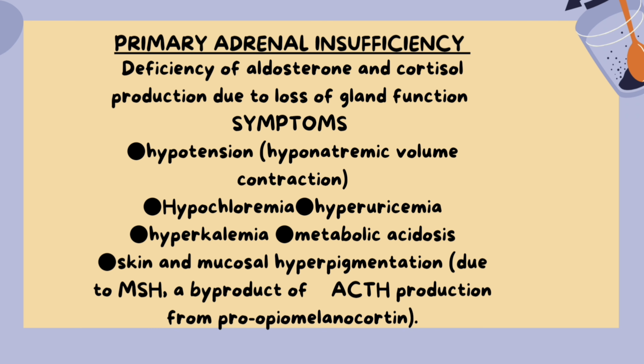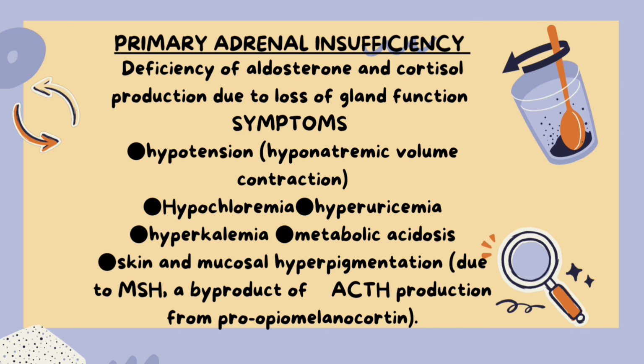Primary adrenal insufficiency. Deficiency of aldosterone and cortisol production due to loss of gland function. Symptoms include hypotension, hyponatremic volume contraction, as lack of aldosterone decreases tubular sodium reabsorption and consequently allows sodium ions, chloride ions, and water to be lost into urine in great profusion.